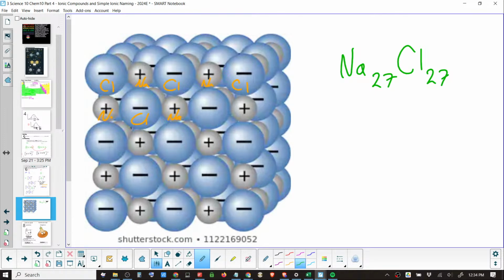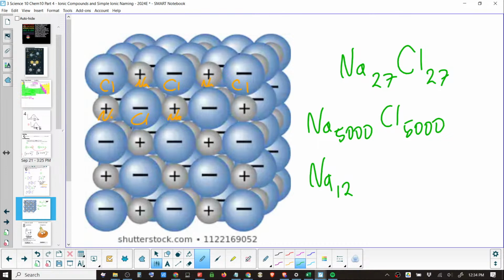Now, that's a really small crystal. You could have sodium 5,000 with chlorine 5,000. You could have sodium 127,564,923 with chlorine 127,564,923, just depending on the size of the crystal. That would still be a pretty small crystal. The numbers are probably much bigger than that.